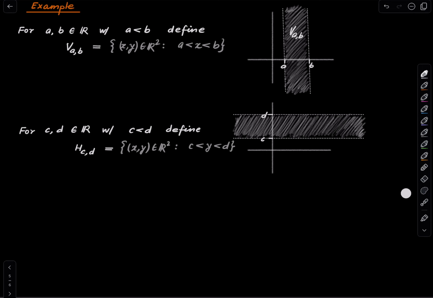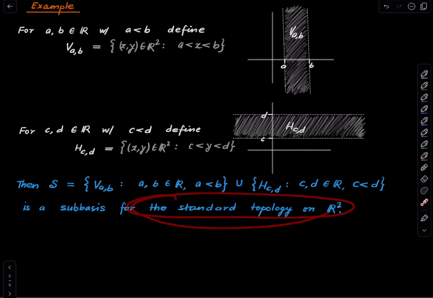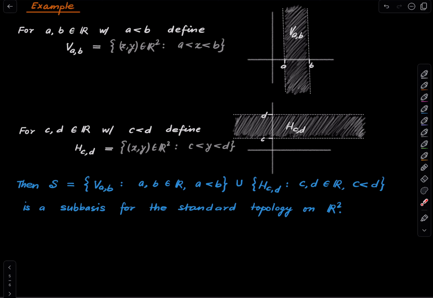Right, so hopefully this figure conveys the idea. All right, and here is the thing. If you define script S as the collection of all the vertical strips and all the horizontal strips together, then this is a subbasis. Subbasis simply because it covers everything clearly, but it generates the same topology as the standard topology on the plane, on R2.